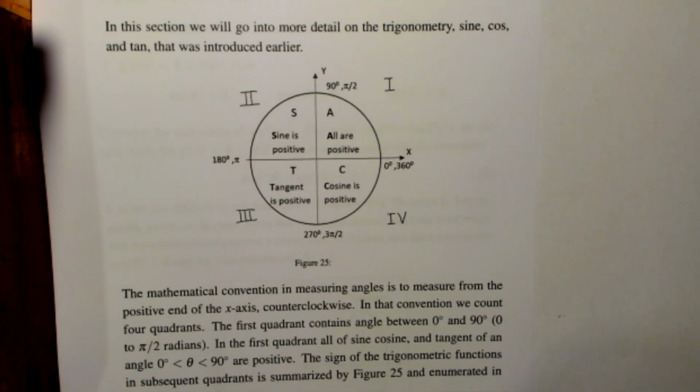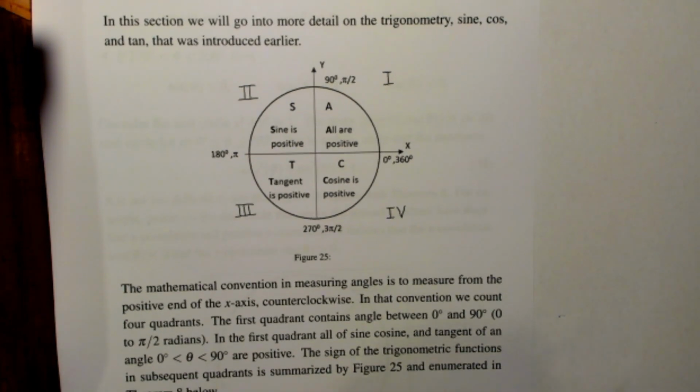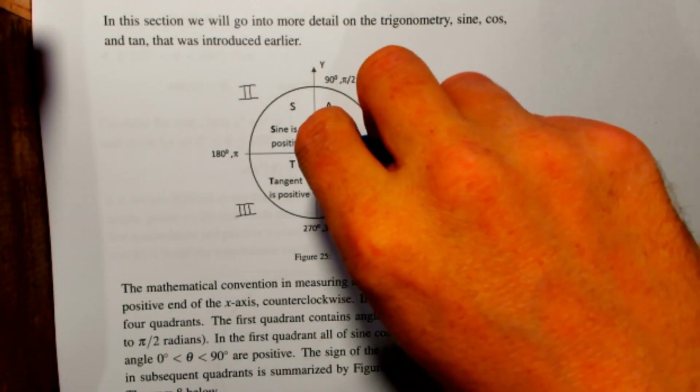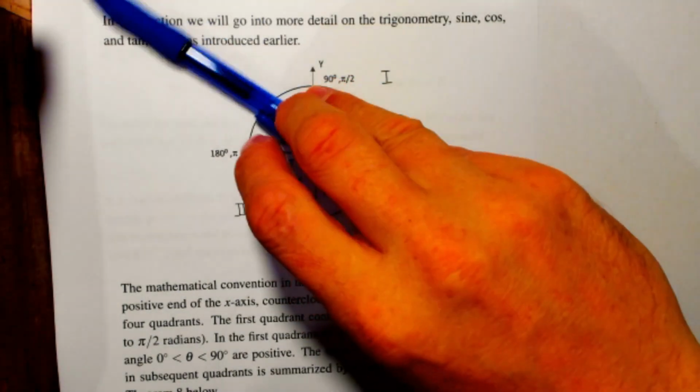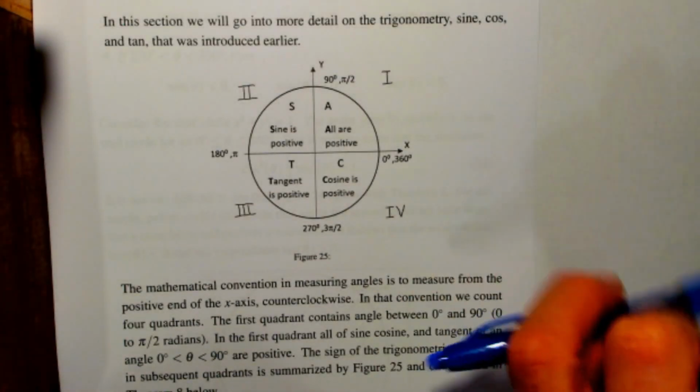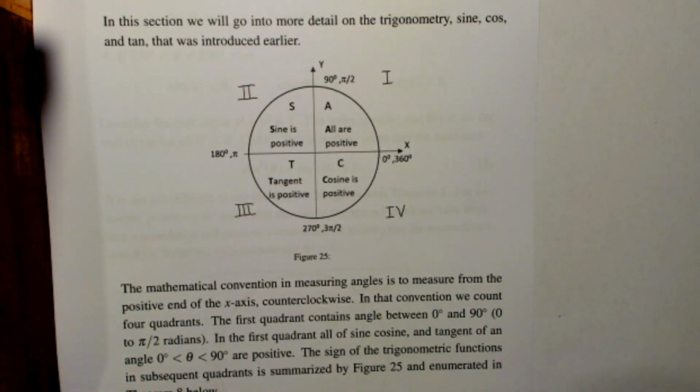So the mathematical convention of measuring angles is to measure them from the positive end of the x-axis counterclockwise. But if we're measuring the angle between two vectors, then we don't need such a convention, for example.